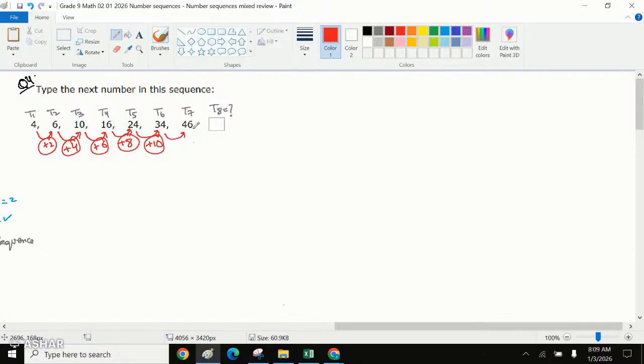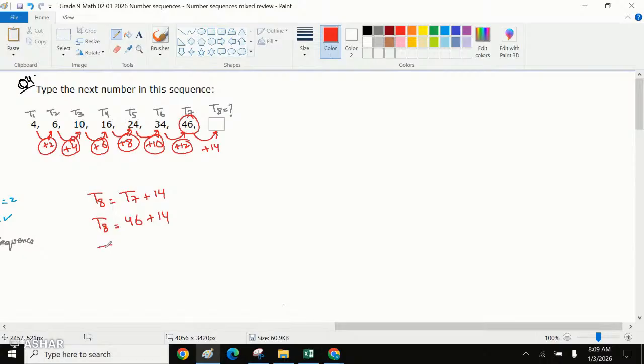This would be 12. Then this number should be plus 14. That means term number 8 should be term number 7 plus 14. That means term number 8, where term number 7 was 46, plus 14.